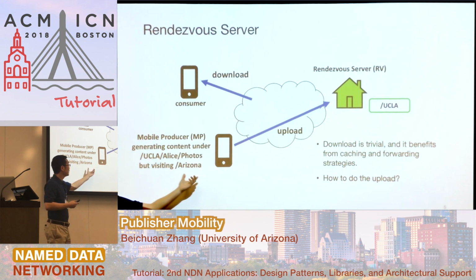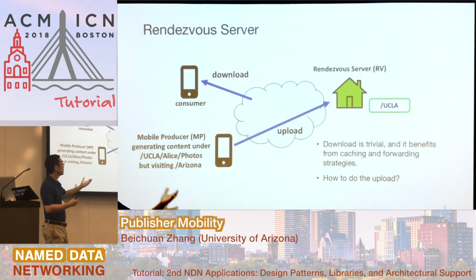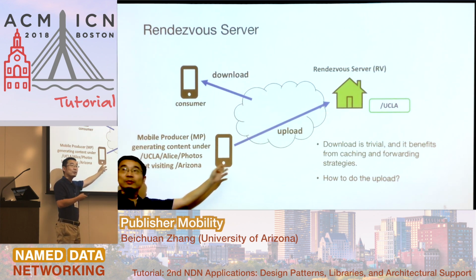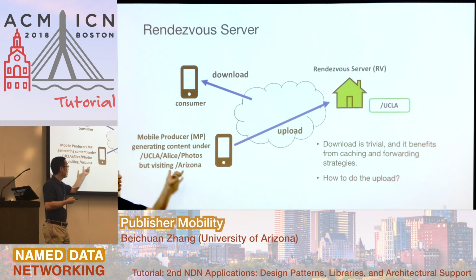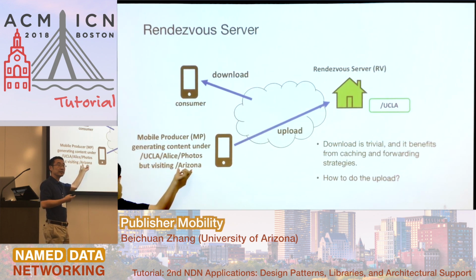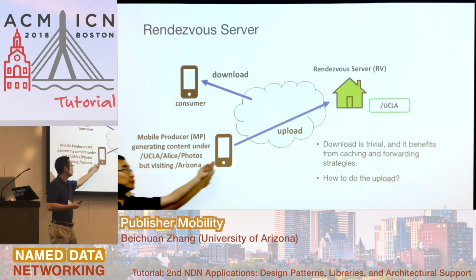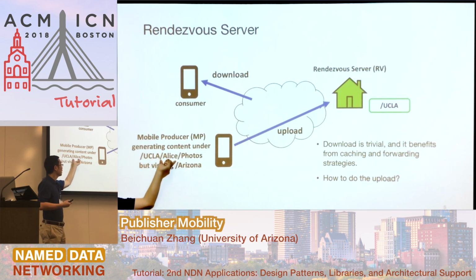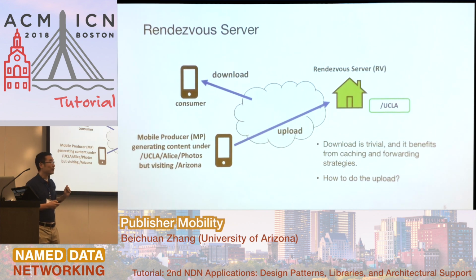Therefore, the idea of forwarding hint is we're going to send interest from the rendezvous towards the mobile with two names. One is a content name, and another one we call a forwarding hint. This forwarding hint is for the network to forward the interest to the mobile, but this name identifies the content we're looking for. So this is the idea of forwarding hint.